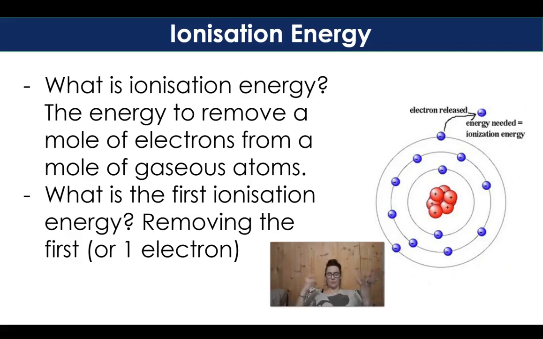Because we can't really measure that, but we can talk about it in reference to a mole of atoms. So it's the energy needed to remove a mole of electrons from a mole of atoms. And we have different levels of ionization energy, because if you take away 1 electron, that's the first ionization energy. If you take away another, that's the second ionization energy.